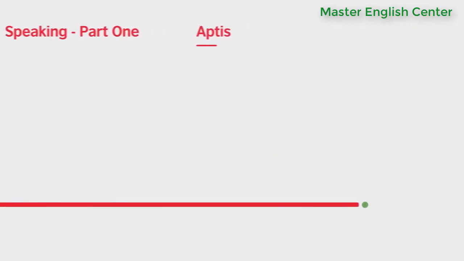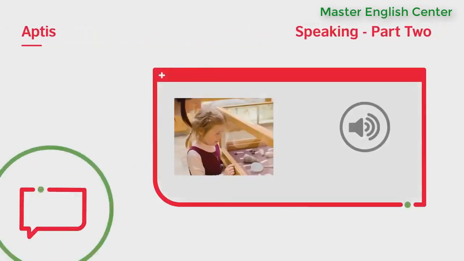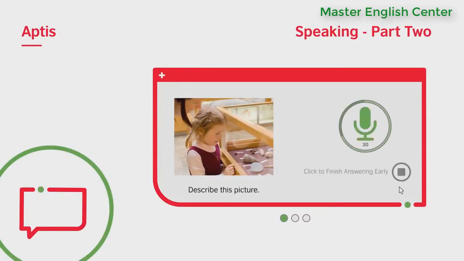In the second part, you have to describe a photograph, then answer 2 questions about it. You'll be asked to talk about your own experience of the topic of the photograph and to comment on some more general aspects of the same topic. You will have 45 seconds for each response.